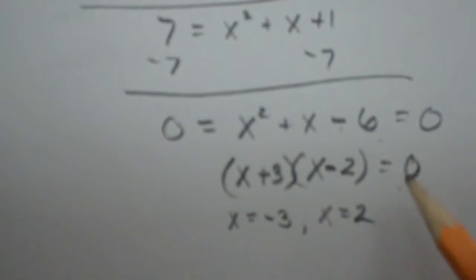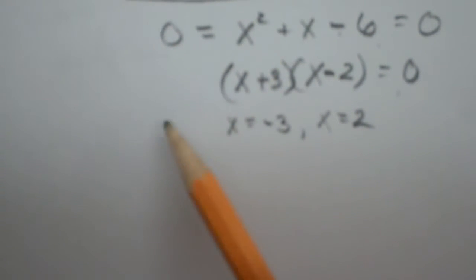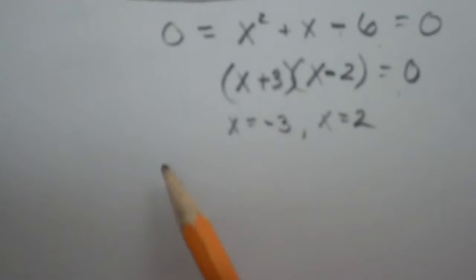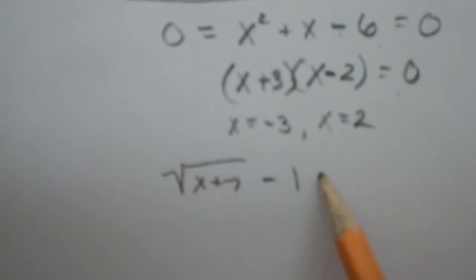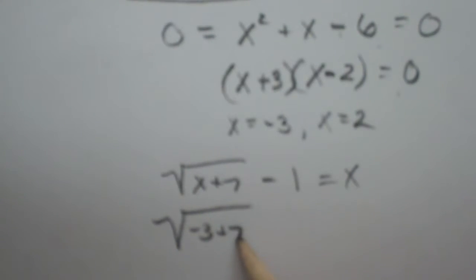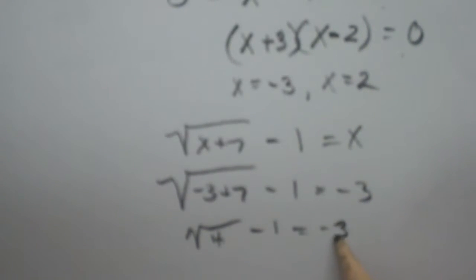Now, for problems like this, we do have to go back and check. I'm going to write down the original problem so that we can check it. The original problem said that the square root of x plus 7 minus 1 is equal to x. Let's check this negative 3. So that'll be the square root of negative 3 plus 7 minus 1 is hopefully equal to negative 3. Negative 3 plus 7 is what? Well, that'll be a 4. So that's a square root of 4 minus 1 is hopefully equal to negative 3.